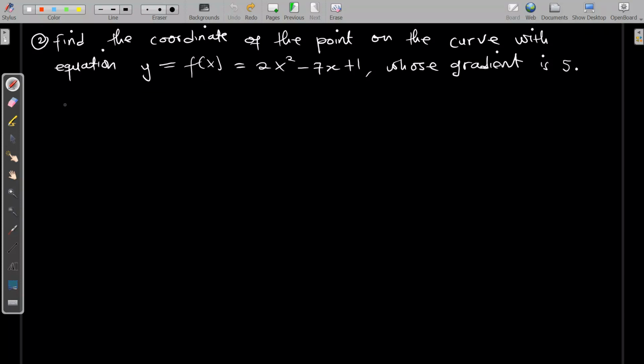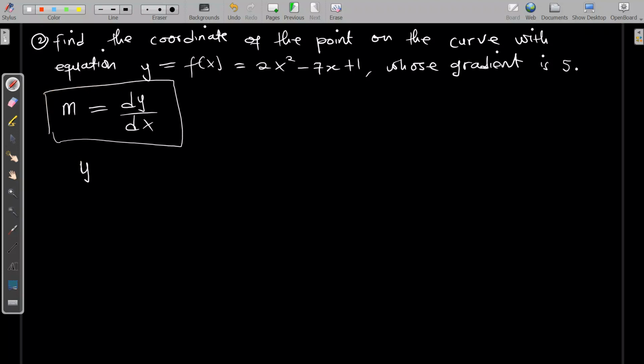Note this: in differentiation, the gradient of a curve is the same as the derivative of the function with respect to the independent variable. Here the independent variable is x, and the dependent variable is y. So the gradient is equal to dy dx. Now the gradient is 5, and y is given as 2x squared minus 7x plus 1. So I want to differentiate this straight. dy dx will be equal to 4x minus 7. I know how you can do this because I did that in the first question.